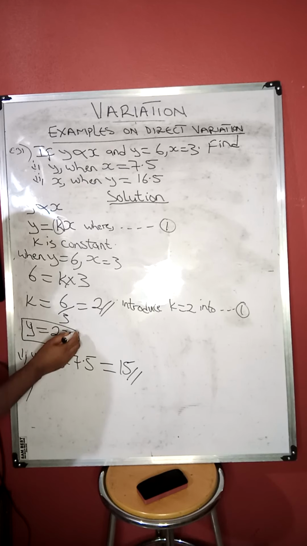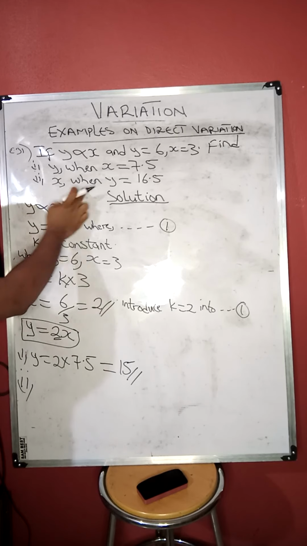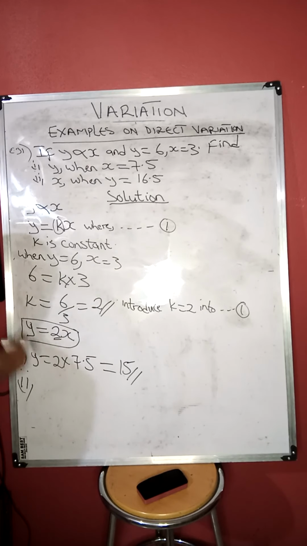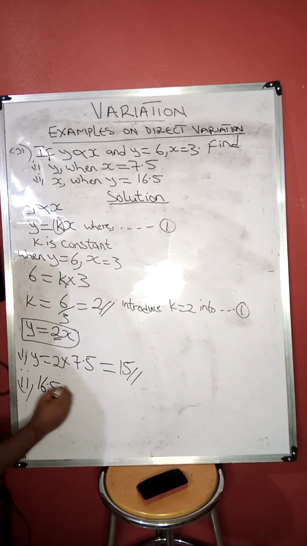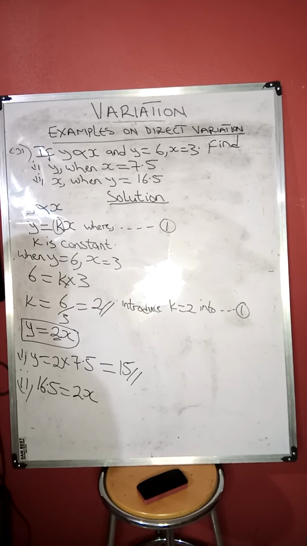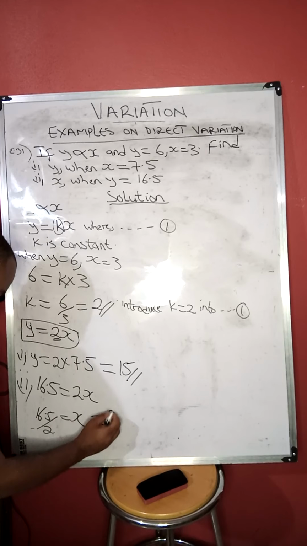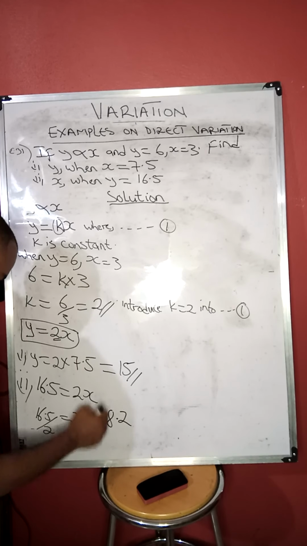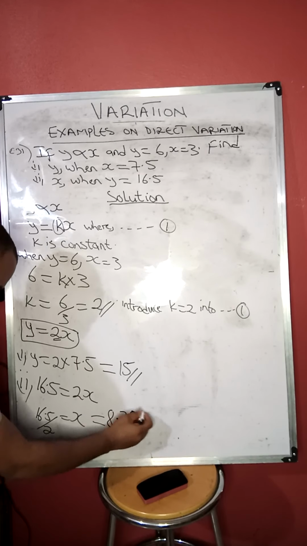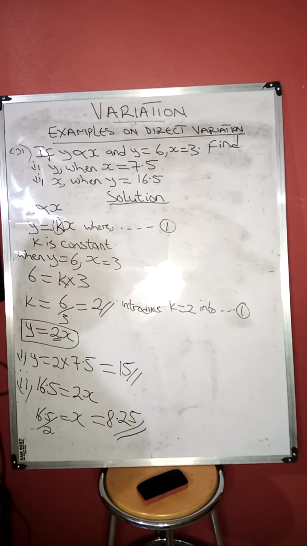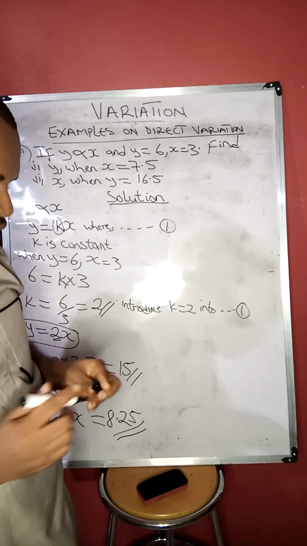The second question says, don't forget we are coming back to this equation. This is our general equation now because we've gotten a value for k. The second question says find x when y is 16.5. So anywhere I see y, I'll put 16.5 equal to 2x. To get the value of x, divide both sides by what is with x, which is 2. So I'll be dividing 16.5 by 2. It will give me the value of x. 2 in 16 is 8. 2 in 5, 2. Remainder 1, in 10, 5. So I'm having my x as 8.25. Alright, now we've solved that question.